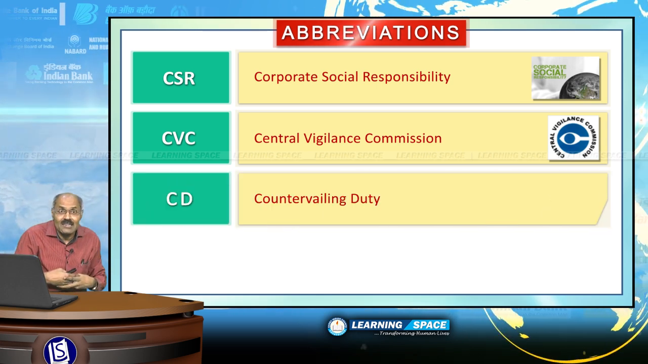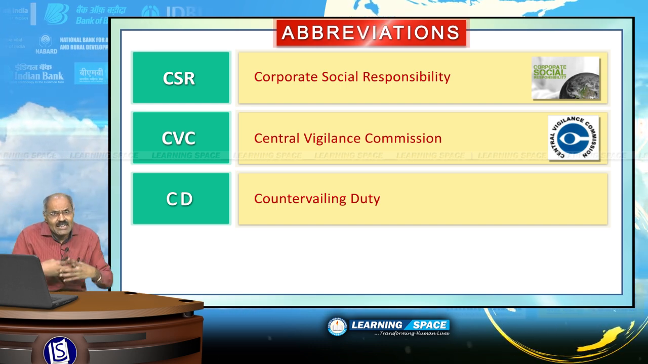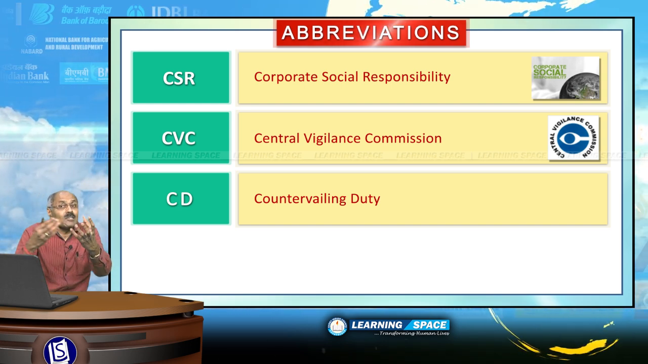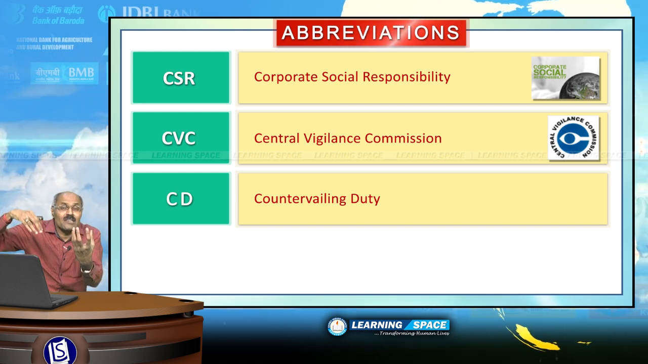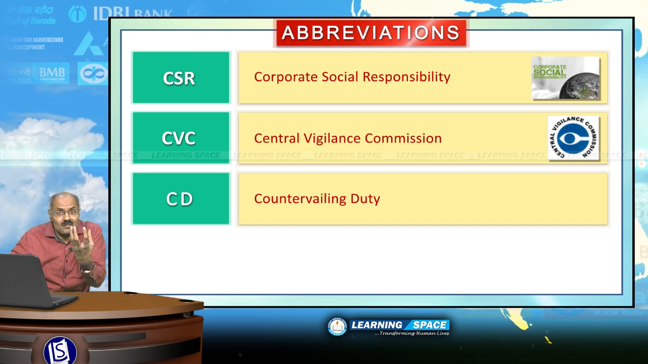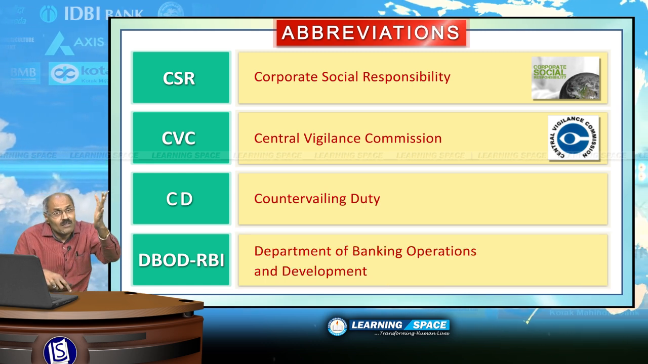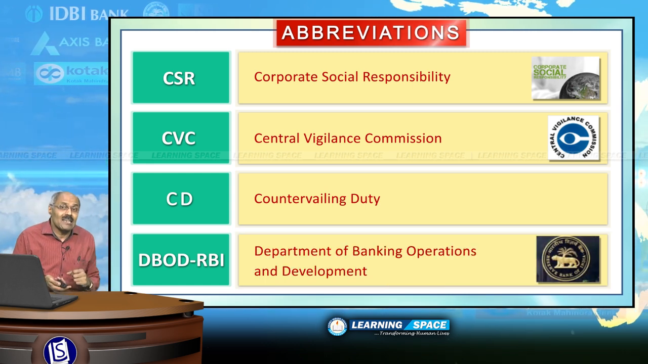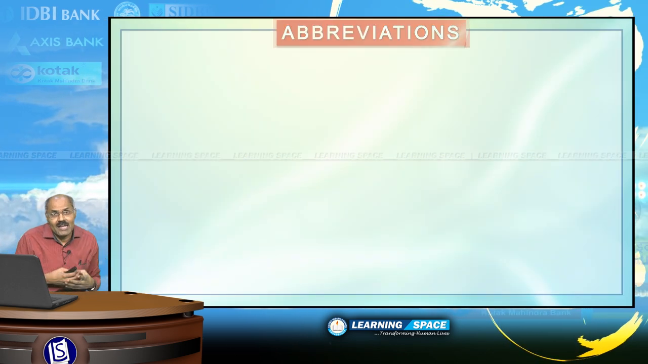Countervailing duty, CVD, sometimes called CVD, is countervailing duty. Countervailing duty is the duty imposed on imports when that particular import enjoys so many subsidies in the country of manufacture, right? DBOD RBI, this is Department of Banking Operations and Development. This is the department under Reserve Bank of India.